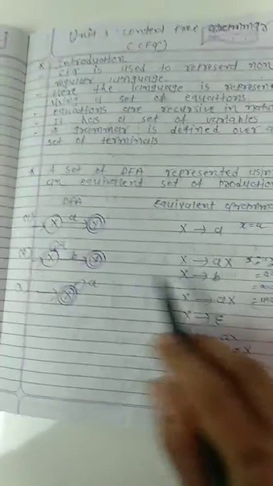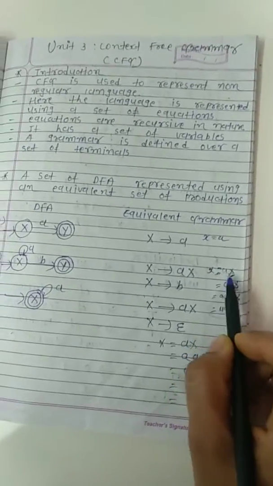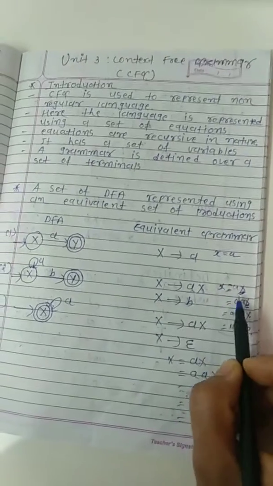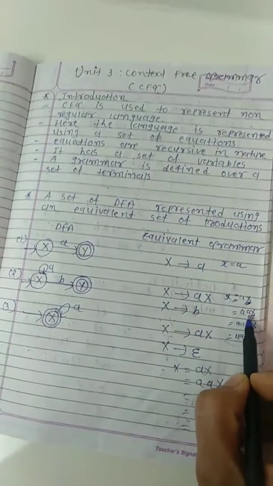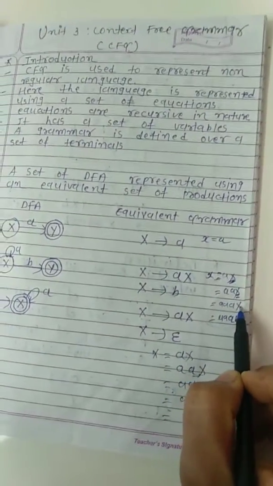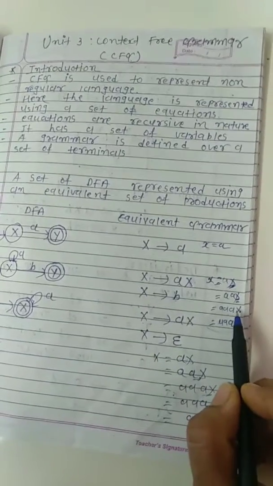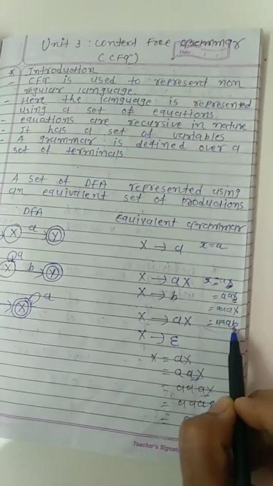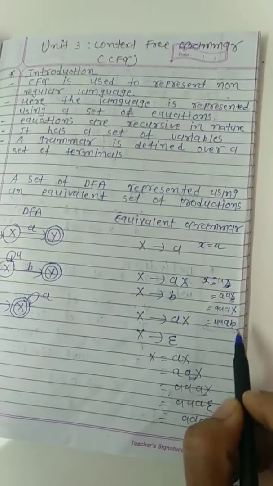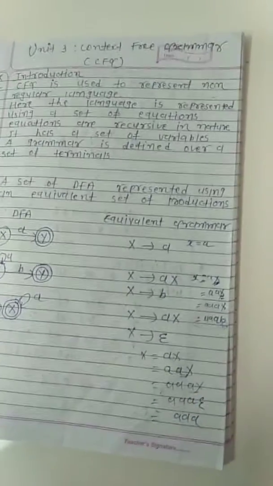Now we will derive different strings from these productions. Start with the start symbol X. X equals AX. I can represent this X using AX again, so I have put the value of X equal to AX over here. Again I have put the value of X as AX over here. And again, after generating 3 A's, now I am giving the value of X equal to B over here. So this is the end of the string, because over here I have received only terminals instead of non-terminals.